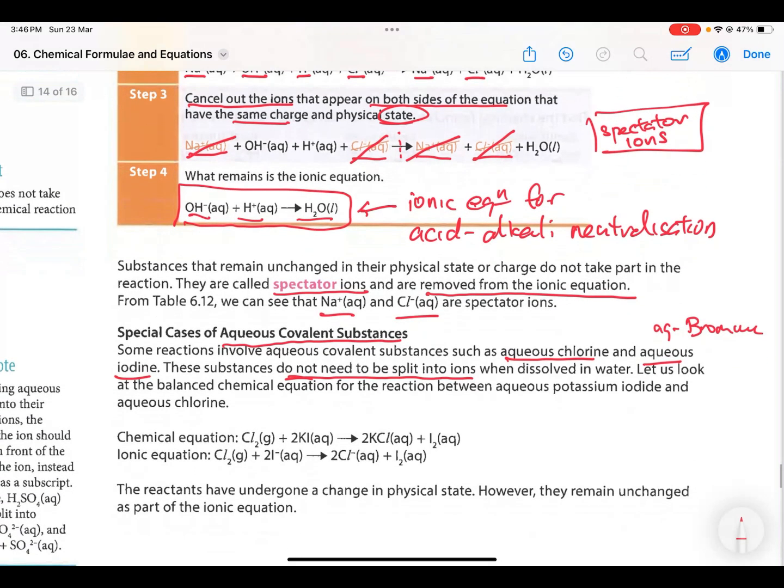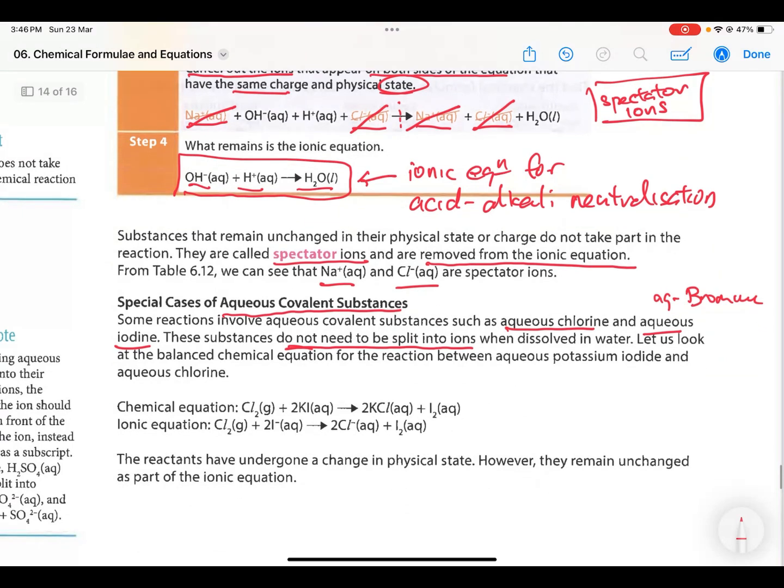Let's look at this chemical equation and how to get the ionic equation. Let's do a bit of practice. I have this chemical equation here. Let's split it out into ions, changing it to the aqueous state. Let's look at this equation. I have Cl2 gas. Because it is not in the aqueous state, I'll just leave it as it is.